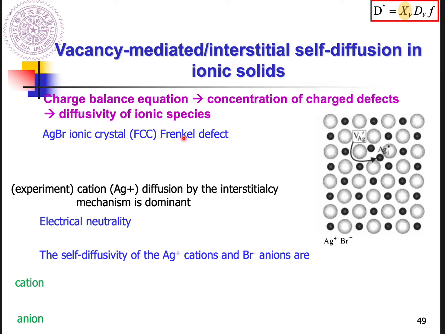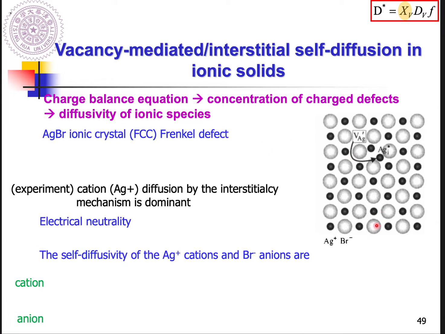But a Frenkel defect can actually be the silver jumping to an interstitial site or the bromide jumping to an interstitial site. In both cases, either the cation or anion leaves its original site and moves to an interstitial site. This phenomenon we call a Frenkel defect.